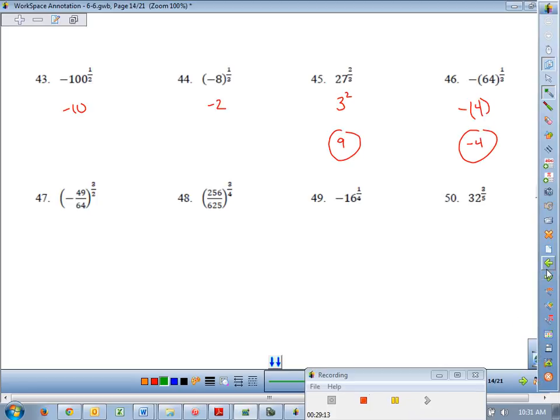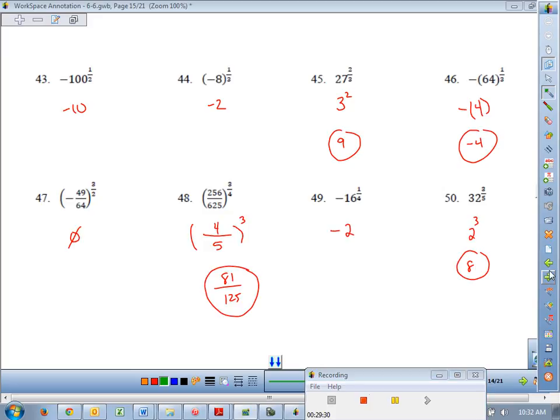Here's the rest of them for you, just to check yourself. 4 more. Check yourself and then keep moving on.